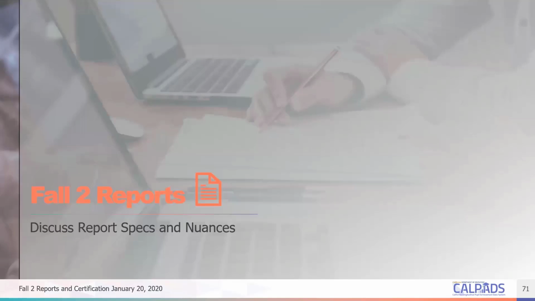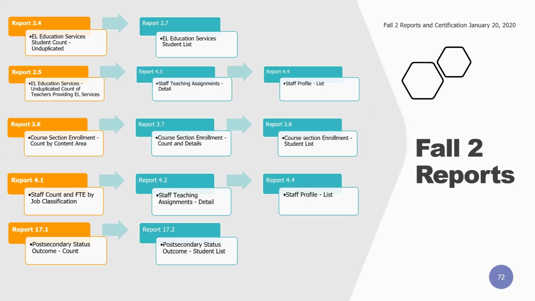All right, so this is the Fall 2 reports. The specifics and the nuances of the reports, we'll cover those. As I was saying, this graphic is showing the 5 aggregate reports that must be viewed, right?